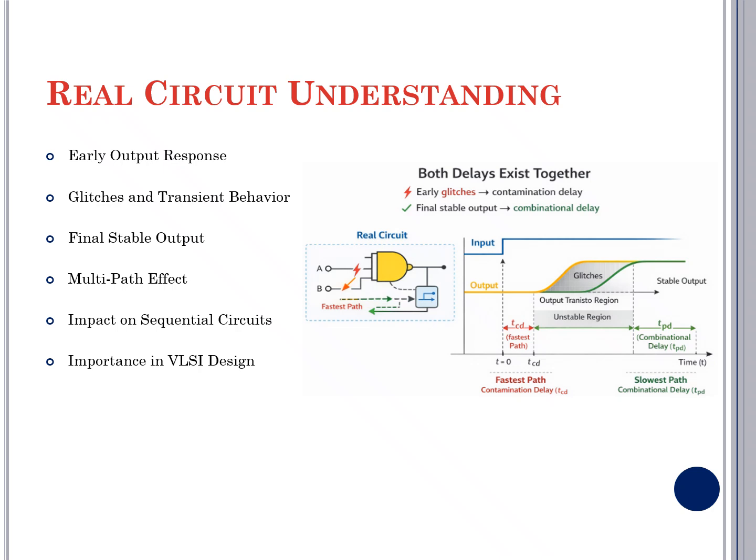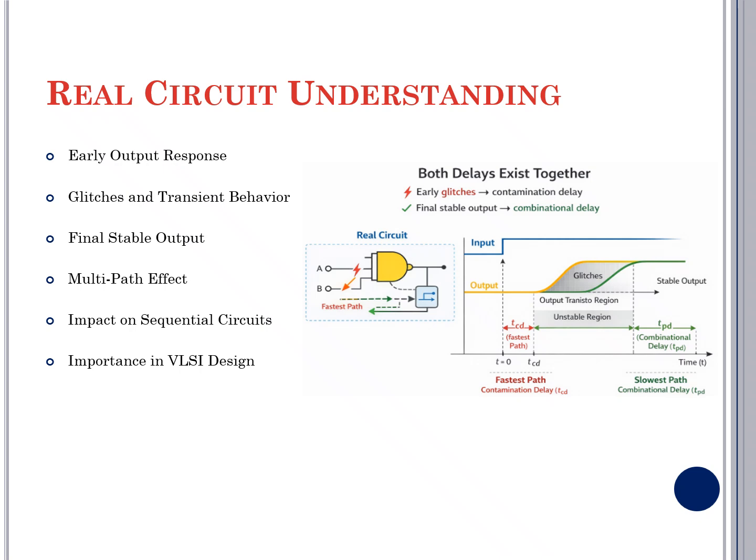Now, let's move to the most important part, understanding how these delays behave in real circuits. In a real digital circuit, both contamination delay and combinational delay exist together. They are not separate phenomena. They are two parts of the same single transition. When the input changes, some paths in the circuit are very fast, so the output starts changing quickly. This early response is due to the contamination delay. It represents the fastest path in the circuit.